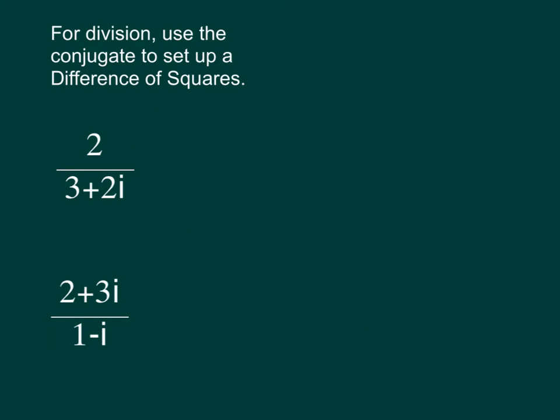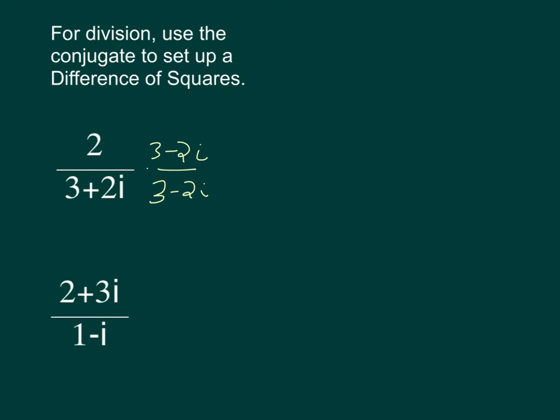Okay, probably the trickiest part here, which isn't even all that bad, is division. For division, just like with radicals here, we need to clear out our radical from the denominator, and i is a radical. So we're going to set up a difference of squares using the conjugate of the denominator. Here in my first example, 2 divided by 3 plus 2i, I'm going to multiply by the conjugate of the denominator, which is 3 minus 2i. So that's going to be up top as well.